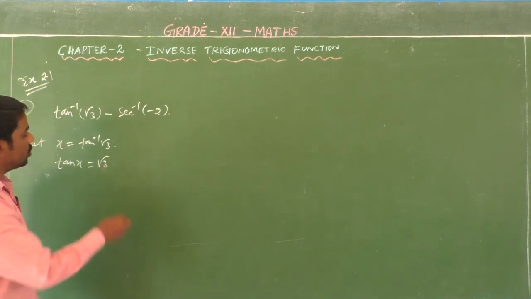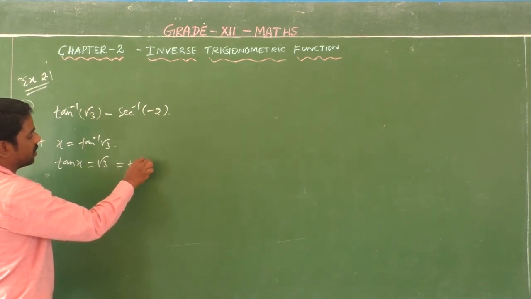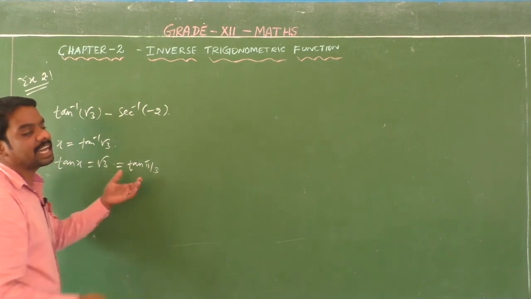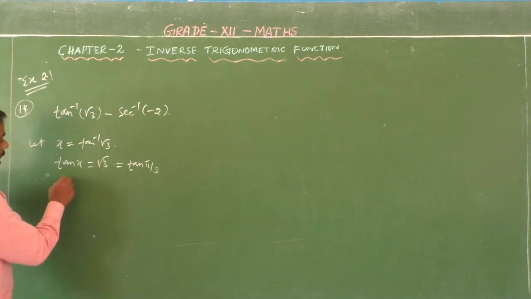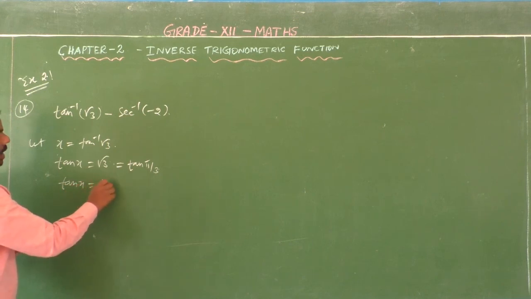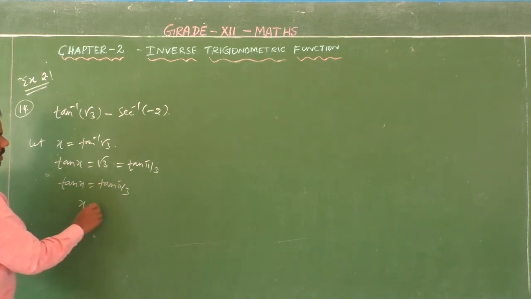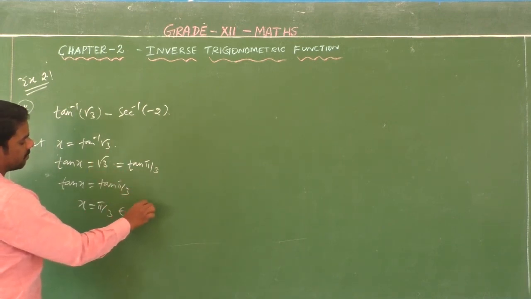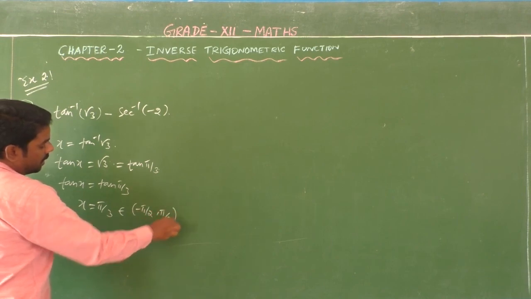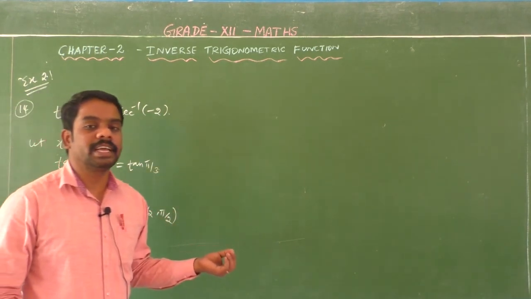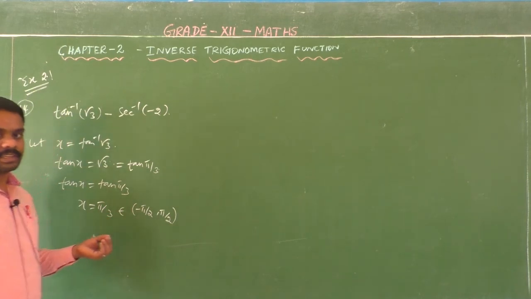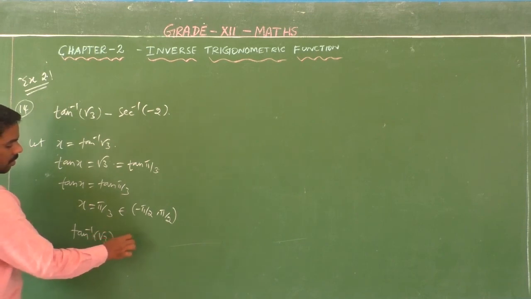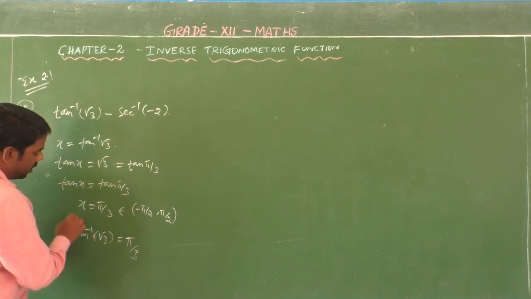You know that root 3 is equal to tan pi by 3. So tan x equal to root 3 is also equal to tan pi by 3, which implies tan x is equal to tan pi by 3. So x value is pi by 3. This value belongs to the open interval of minus pi by 2 comma plus pi by 2, which is the principal value of tan inverse x. Right. So tan inverse of root 3 value is pi by 3.